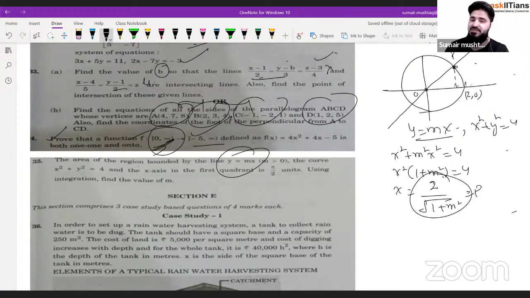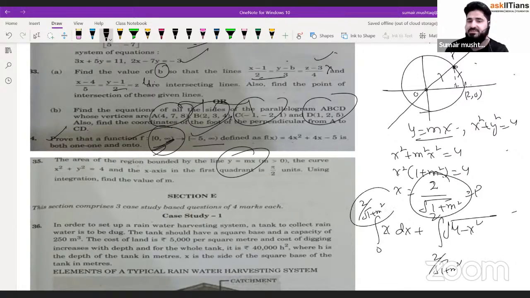This was a confusing thing, how we can get it in the form of a root. So its area was from 0 to P, where P is 2 divided by root of 1 + m². For the line I take y = mx dx, plus the integral from 2 divided by root of 1 + m² to 2. For this I have to take the circle curve, and the values were in the form of root of 4 − x². Get the value, put these things in, you will get the answer, surely.